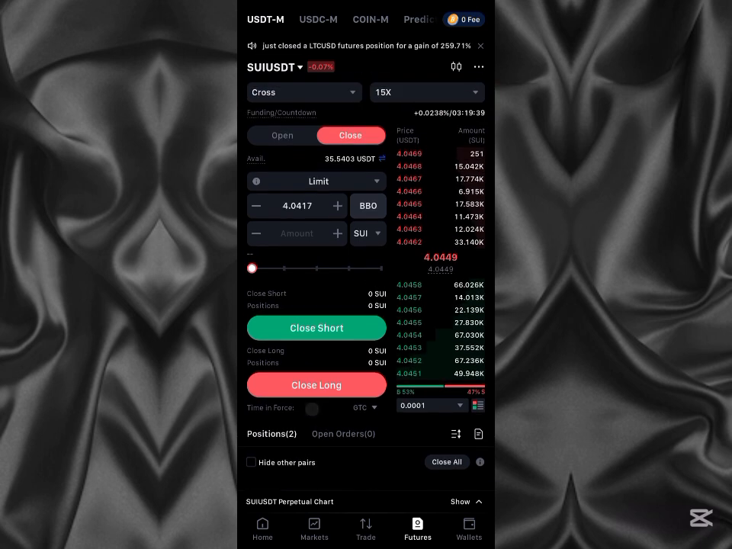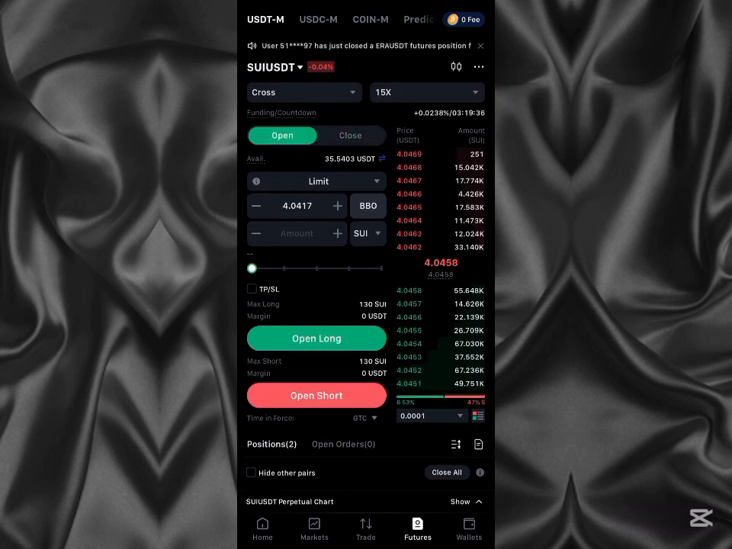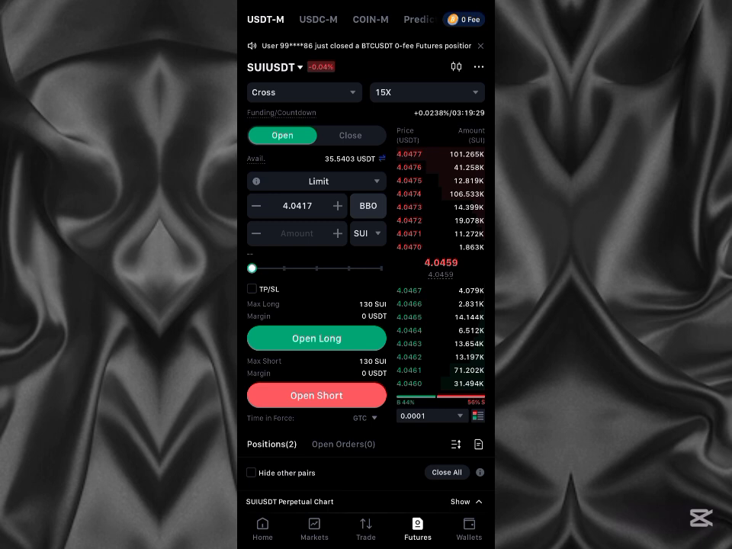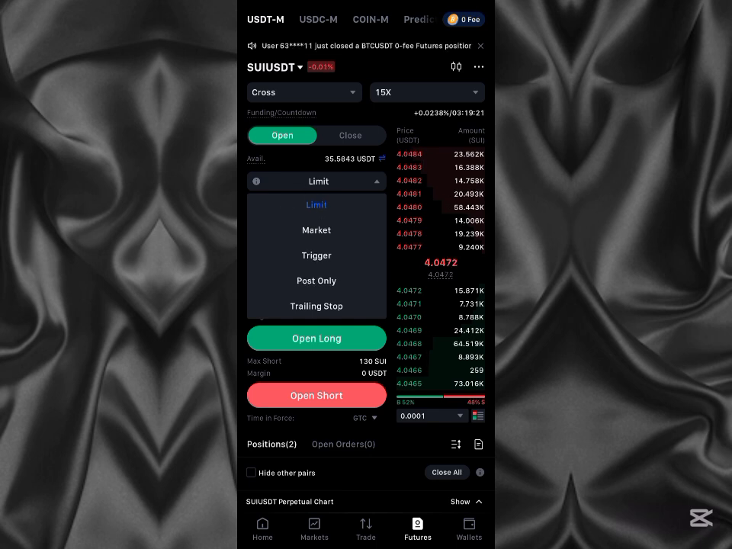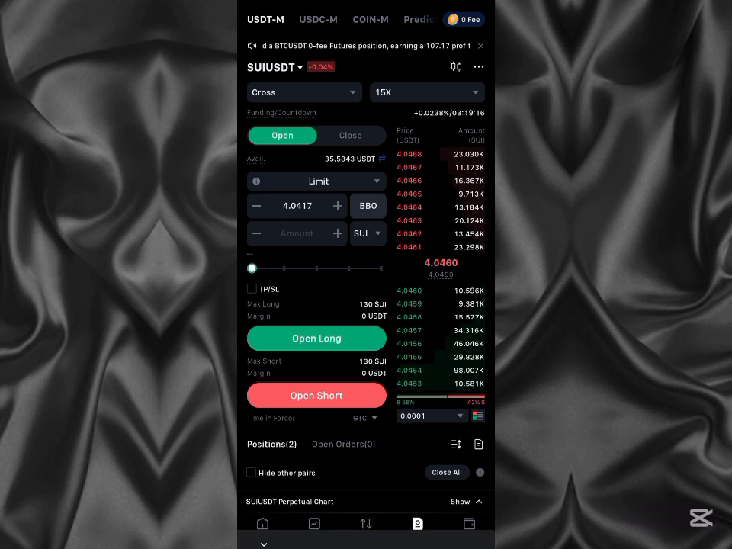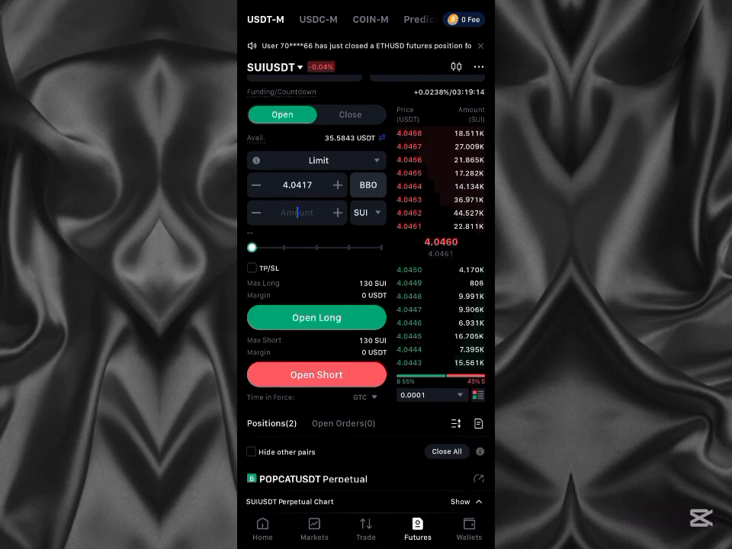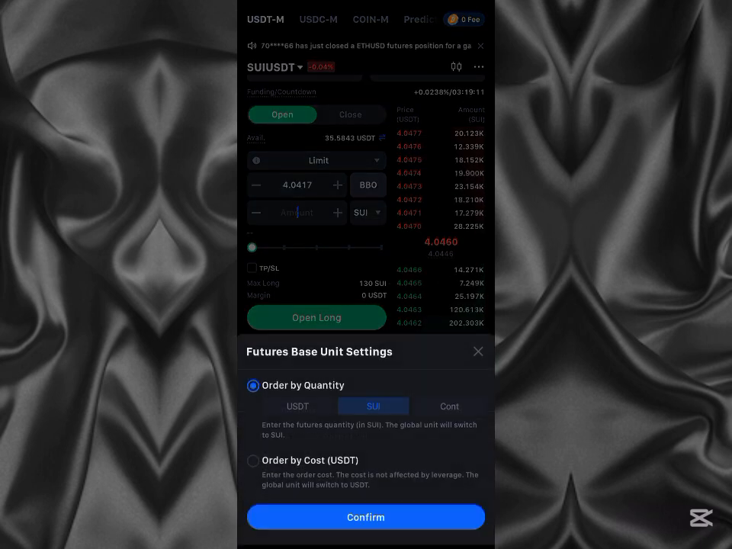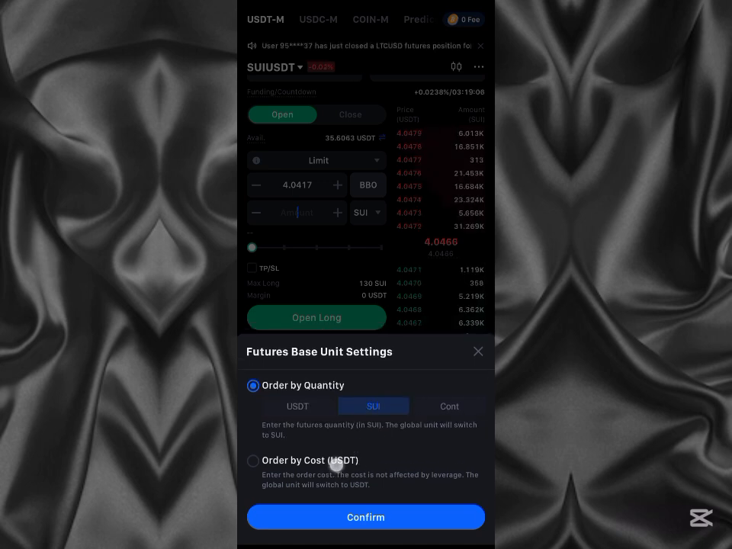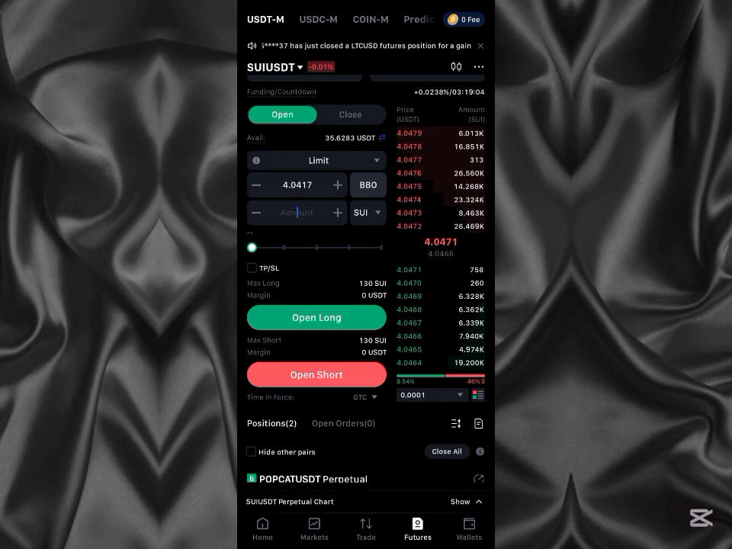And the advantage of MEXC is that you can open a long position and a short position at the same time and it will be running. But like I said, ensure that you've done your analysis before you go ahead with this. So once you've set the order you want to use, either limit order or market order, and you've set your price, you can input the amount of SU you want to buy. But if you don't understand how it works, you can just change here to USDT and set the amount of USDT.